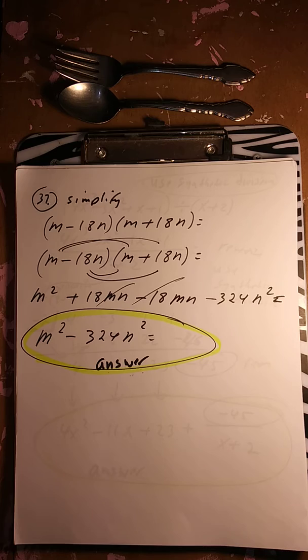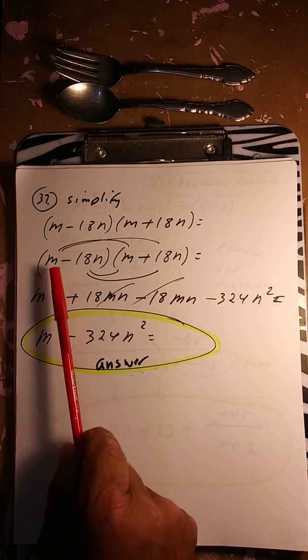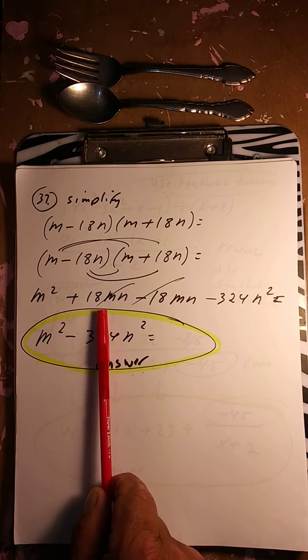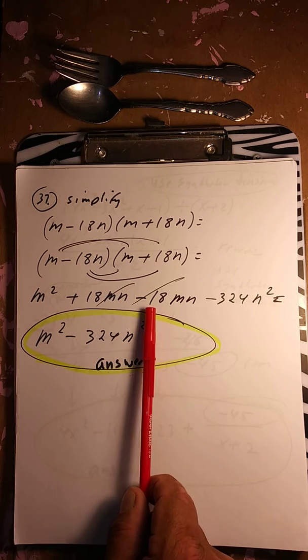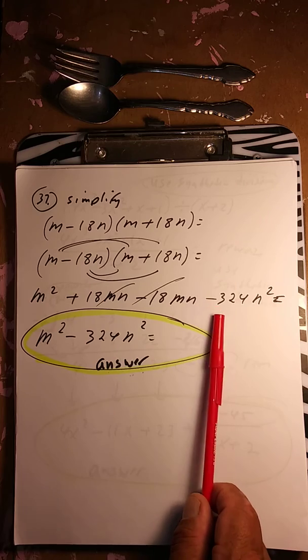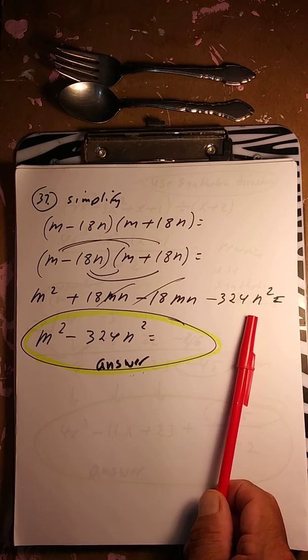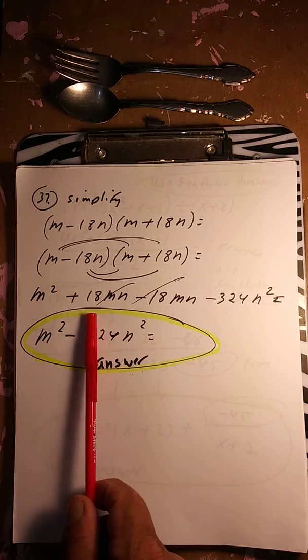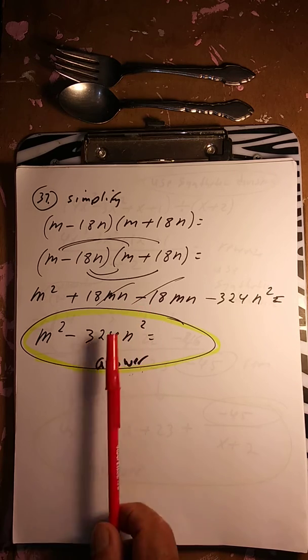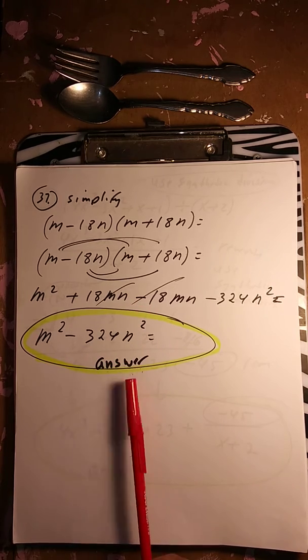This one, m minus 18n, m plus 18n. First one, m times m is m squared. m times 18n is 18mn. Negative 18n times m is negative 18mn. And negative 18n times 18n is negative 324n squared. So now these will cancel because they're different signs. They're gone. So we have m squared minus 324n squared.